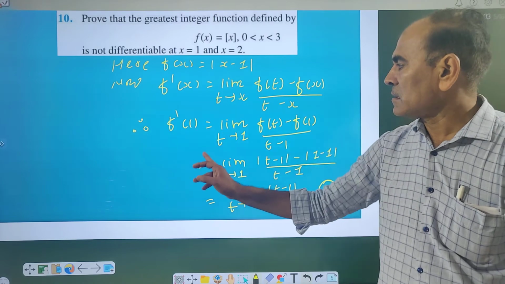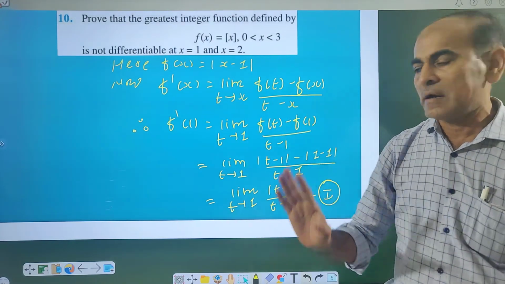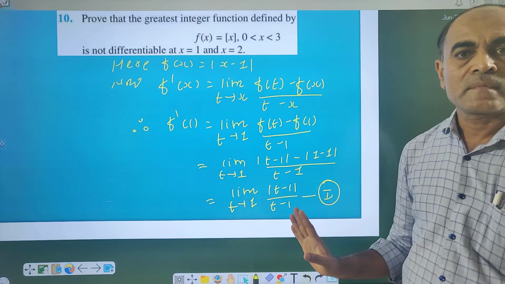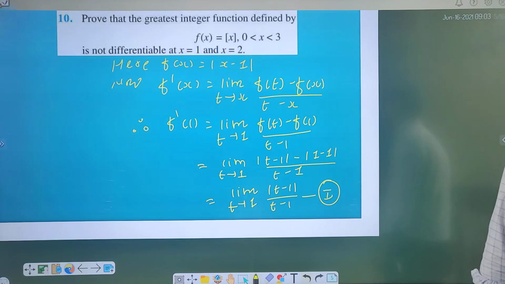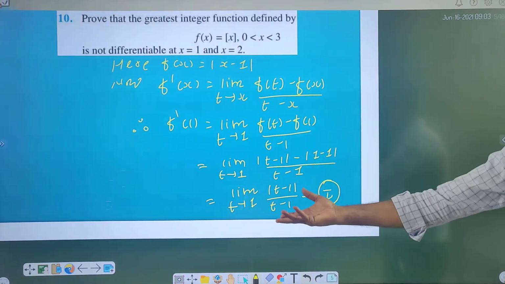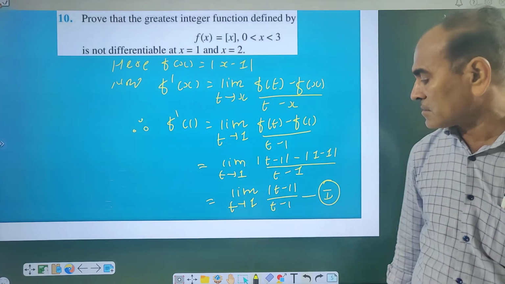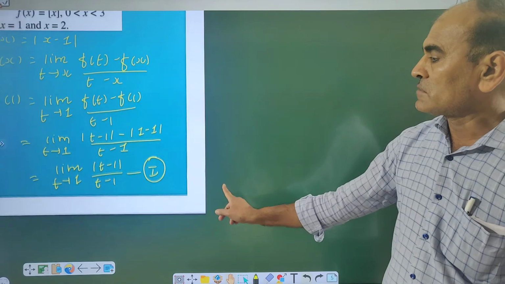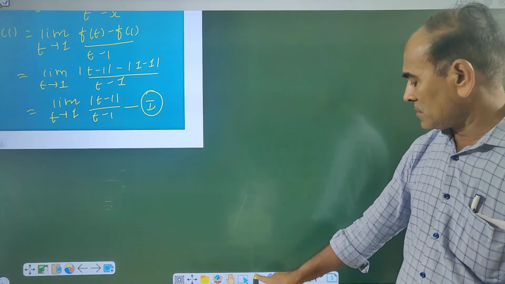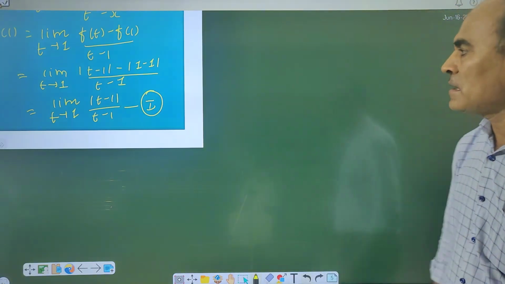What is f dash 1? Differentiation of the function at x is equal to 1 is nothing but this limit. If this limit exists, then f is differentiable at x is equal to 1. But if we show this limit does not exist, then the function is not differentiable at x is equal to 1. So let us calculate this limit. Now see, for this limit, there is a modulus, so we need to take the left and right hand limits.